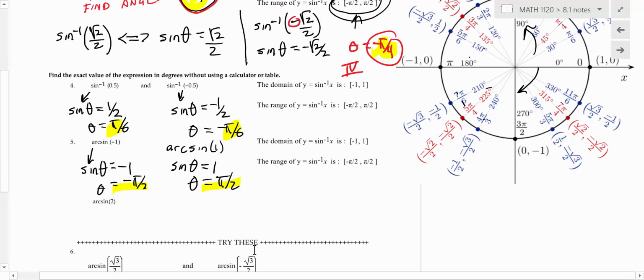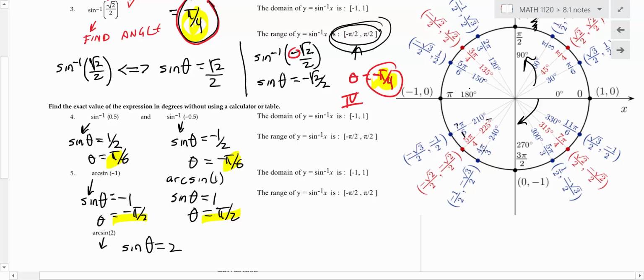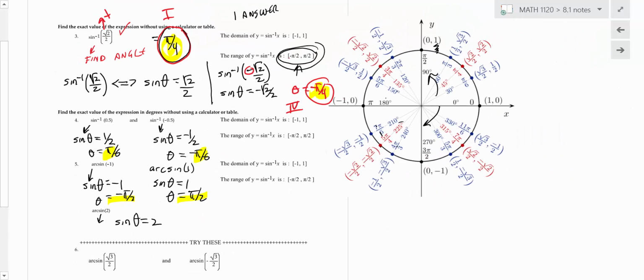Okay, now I'm going to ask you a trick question. Arc sine of 2. What this means, write down, is sine theta equals 2. I want you to look on the unit circle very carefully and look at all of these y values right there. So where is the sine equal to 2? What did I hear someone say? Nowhere? That's correct. What is the biggest value that the sine ever hits? 1. So this one is not defined.